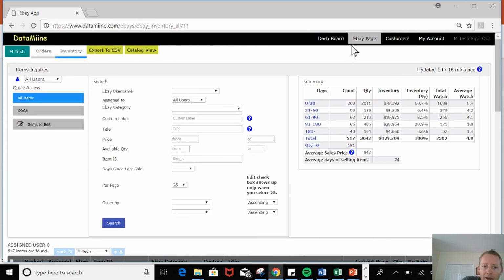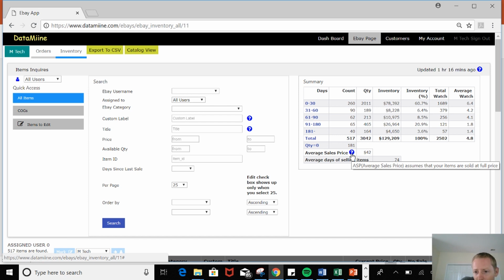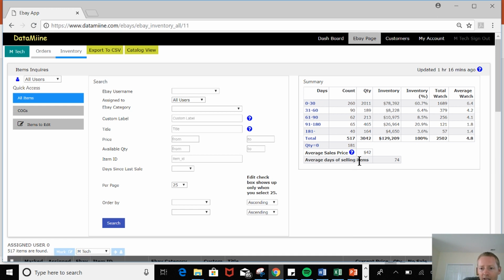On the eBay page, under inventory, you see your holding cost chart here, but it also has your average sales price. Ours is $42. Keep in mind, your average sales price typically looks at sold items, but this right here assumes that if you sold all your items in inventory, the average would be $42. And then your average days of selling items. This is my sales cycle right here. On average, it takes us 74 days to sell an item.